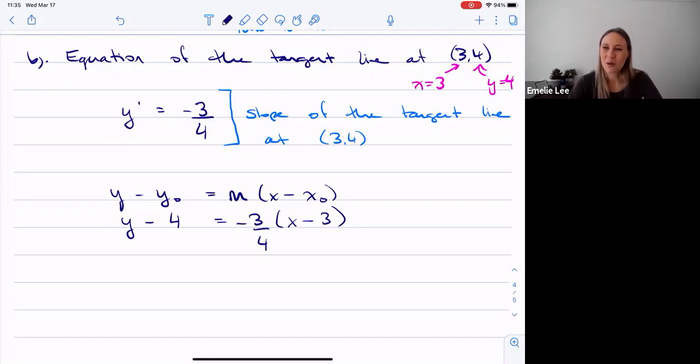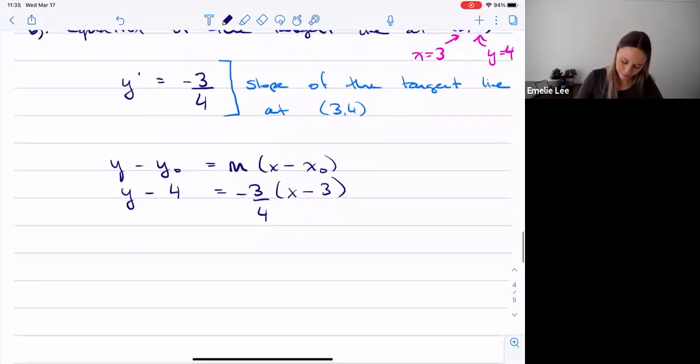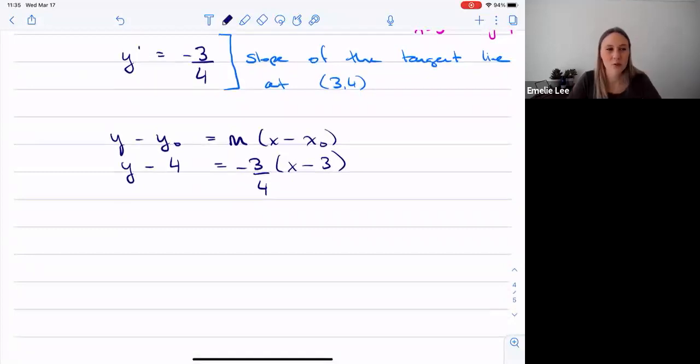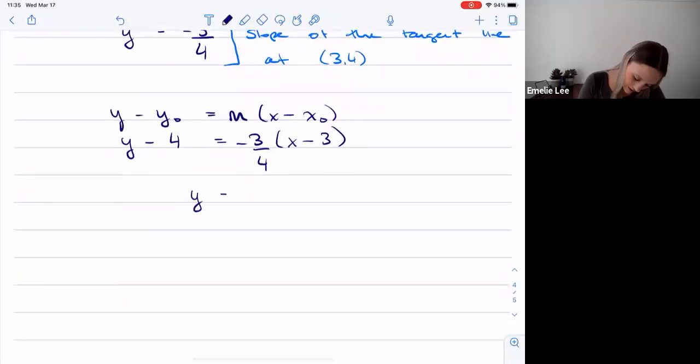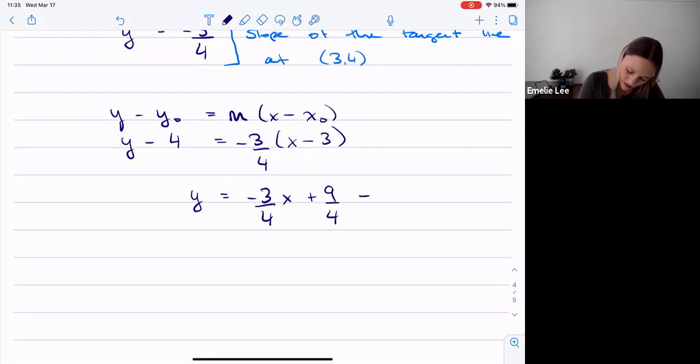From here, I think we feel pretty comfortable moving stuff around and solving for y potentially, or sometimes, if we started with an implicit function, we rearrange it to another implicit function for some reason. So let's just rework this a little bit. I get y equals -3/4 x plus 9/4, plus 4 because I added it to both sides.